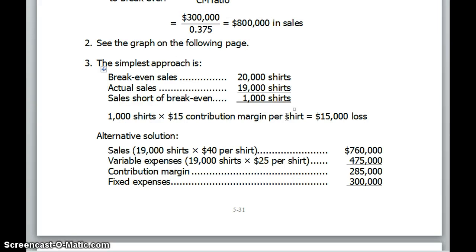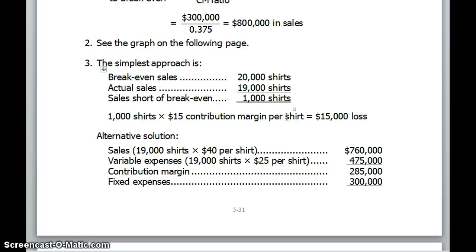Part number 3 deals with, they change up the scenario a little bit. They just ask a question: if 19,000 shirts are sold in a year, what would be store 36 net operating income or loss? You should realize right away that, having calculated the break-even point to be 20,000 shirts, if you were told you're only going to sell 19,000 shirts, we're going to realize a loss. We're selling less than the break-even point. The question is, how much of a loss?